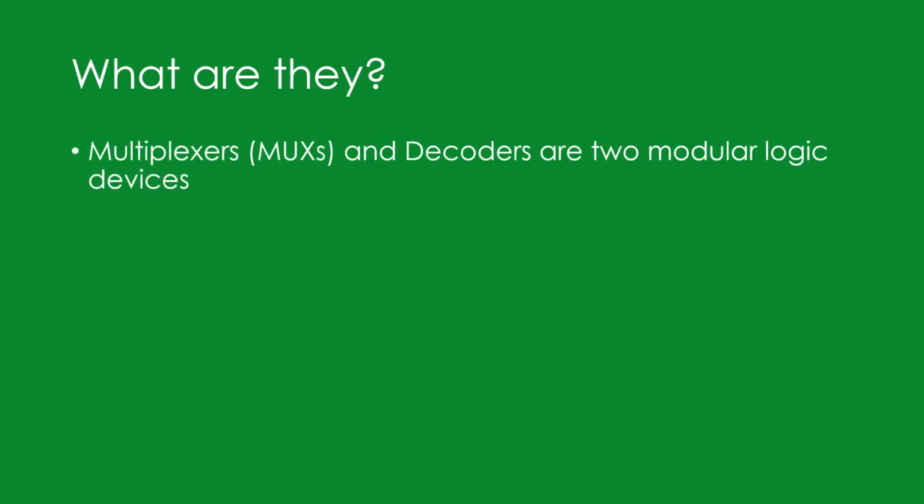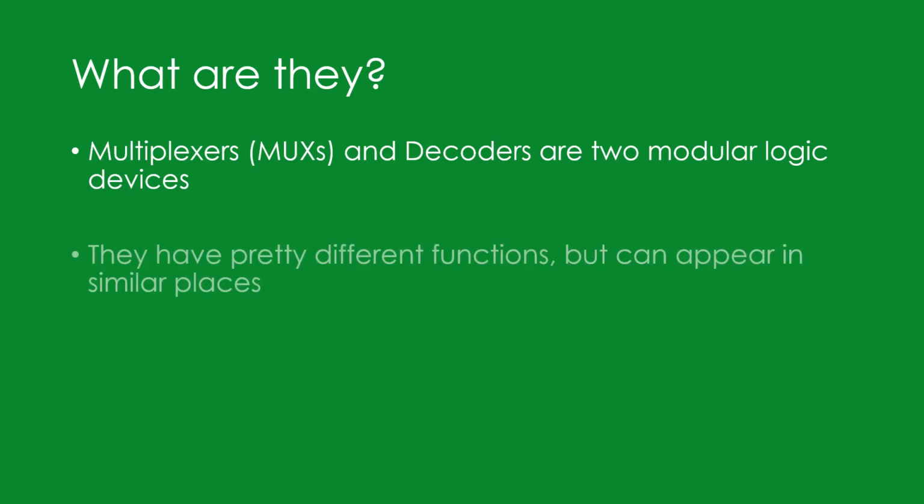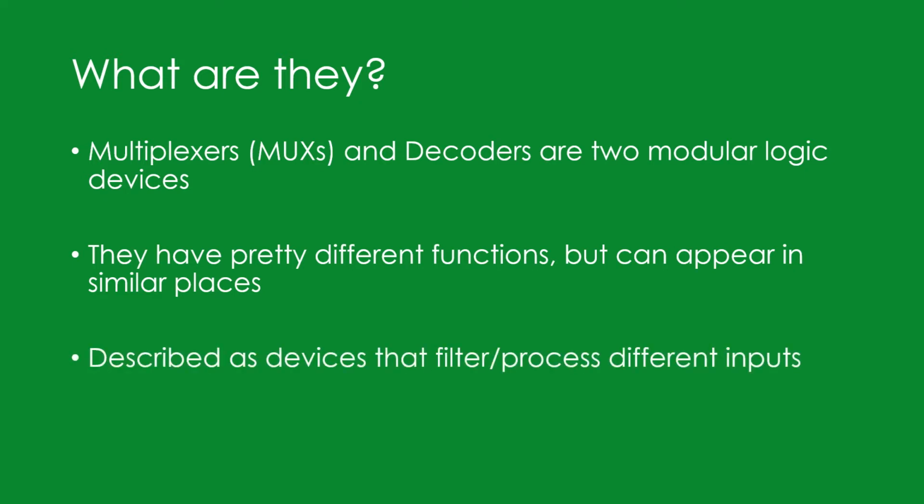Multiplexers, or MUX for short, and decoders are modular logic devices, meaning they can be integrated into a circuit whenever you need them. Their functions are very distinct from each other, but it's easy to get the two confused since they look similar and they can both be used in similar places. However, both of these devices are used to filter or process multiple inputs.